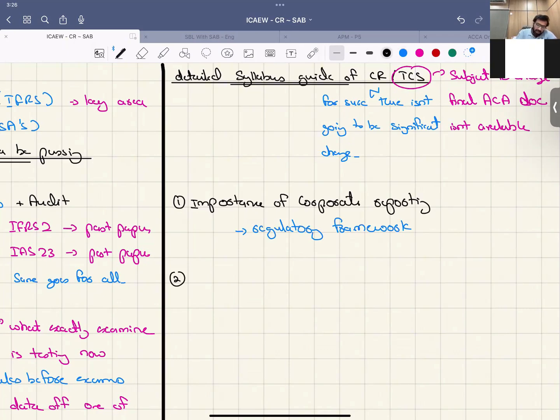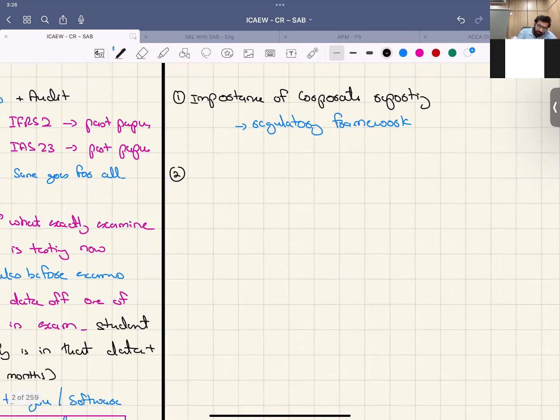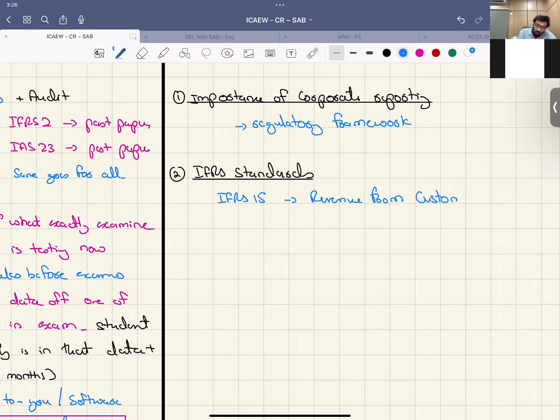Once this is done, then we have IFRS standards. Now in IFRS standards, which standards are there? So it's IFRS 15, right? It's going to be revenue from contracts with customers. So these all need to be covered, right?